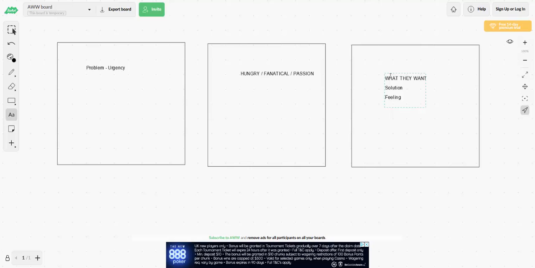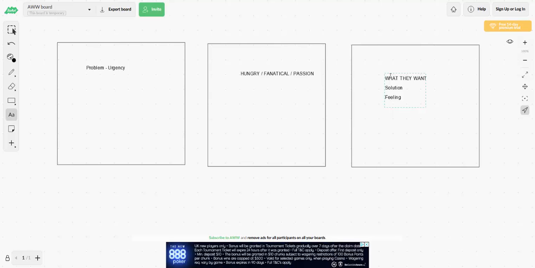Now the third thing is what they want. Now what you'll commonly find with a ClickBank product or any product is they either want a solution to a problem, more often than not, or they want a feeling, or they want both. Okay, so I'll give you an example.